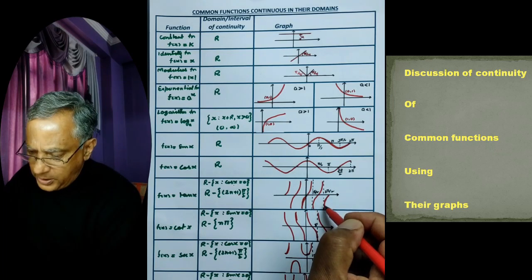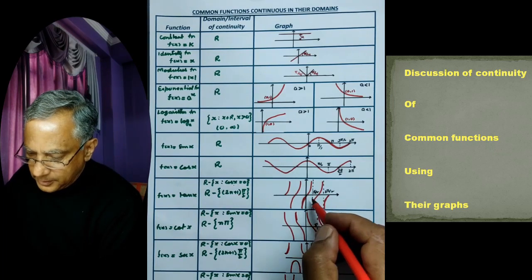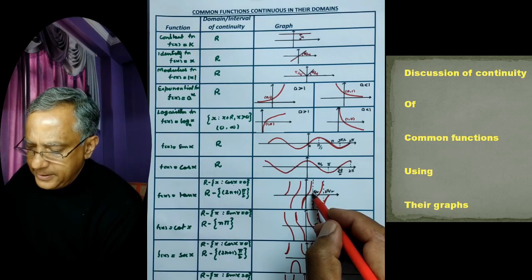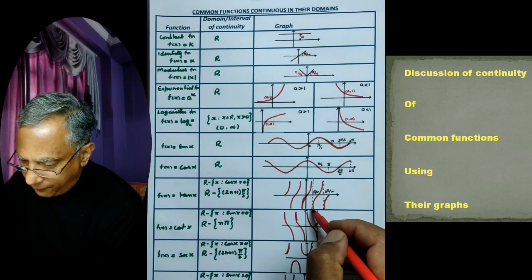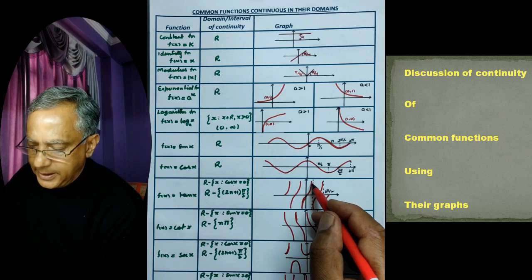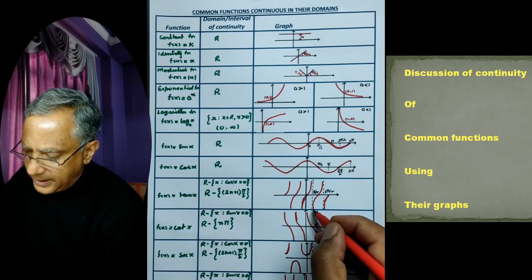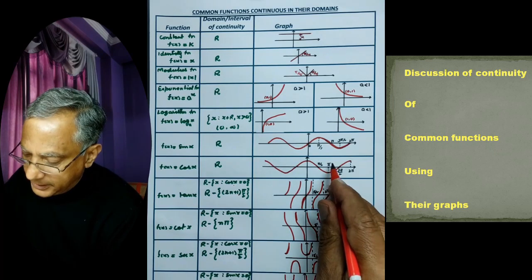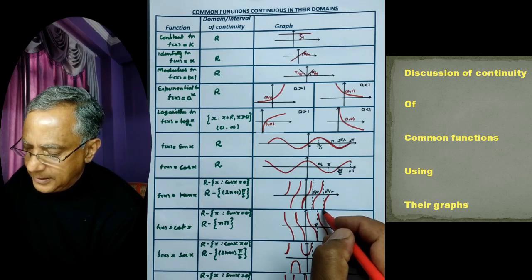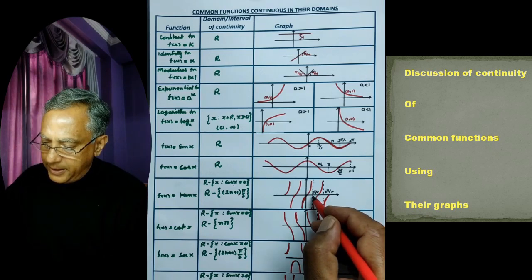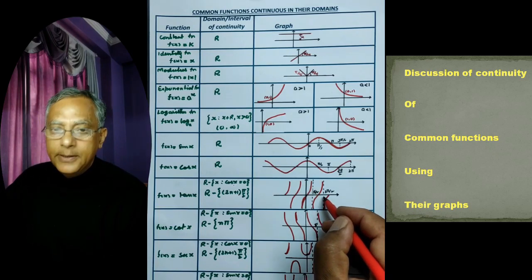And we can note that this function is not defined at pi by 2. So this graph will not touch this line. It will be very close to this line, but will not touch it. It will go to minus infinity and then to infinity, but they will never touch these lines at odd multiples of pi by 2. This will never touch pi by 2. This will never touch 3 pi by 2.